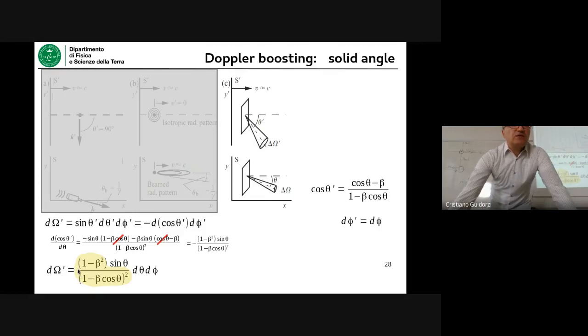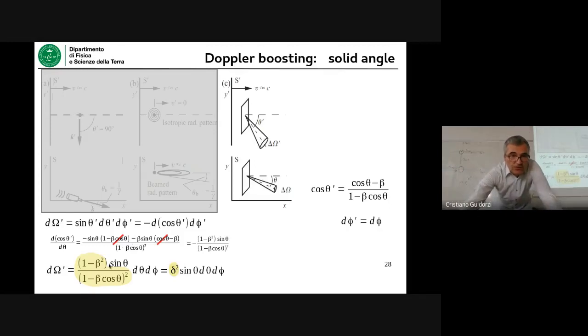But 1 over gamma squared, I'm talking about delta squared, is just, I remind you that gamma is 1 over the square root of 1 minus beta squared. So 1 minus beta squared is 1 over gamma squared, just like that. So overall, all this part that I highlighted is just the Doppler factor squared. So this is delta squared sine theta d theta d phi, which is d omega. So delta squared d omega.